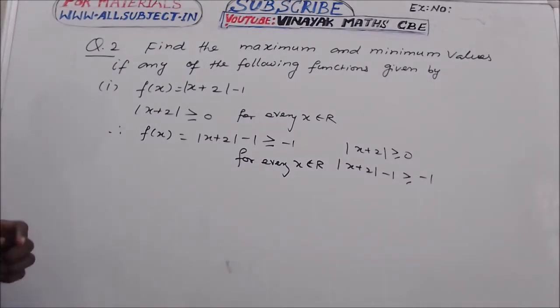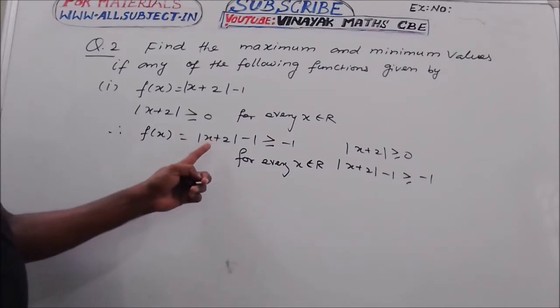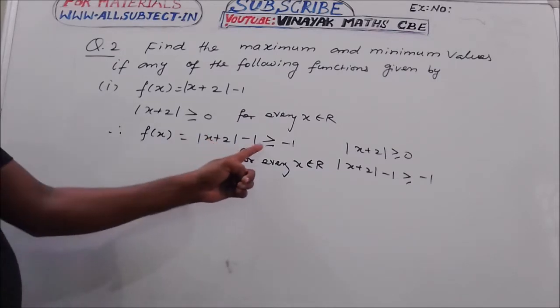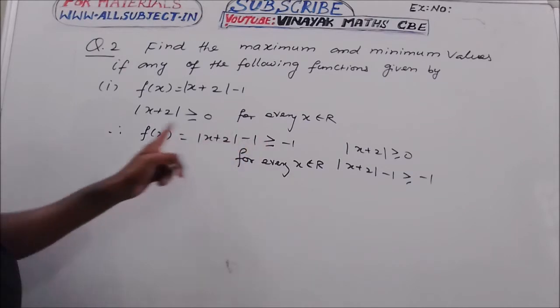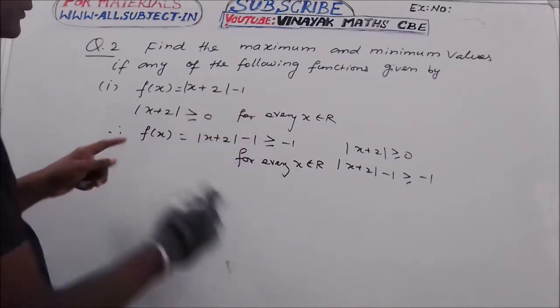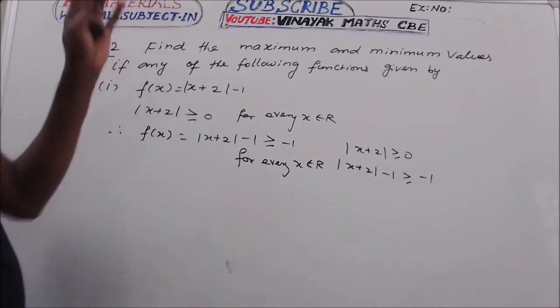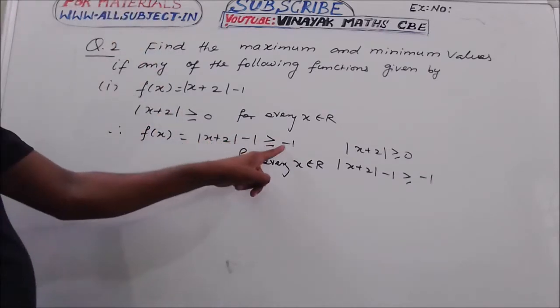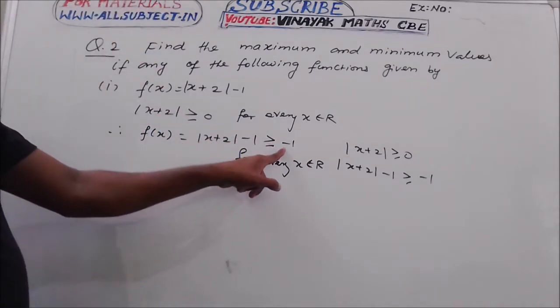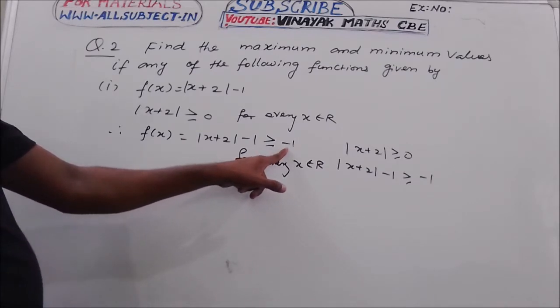The f of x value is greater than or equal to minus 1. That means the y value is greater than or equal to minus 1. Greater than or equal to minus 1 means y has minimum value minus 1. This implies the minimum value of y is minus 1.